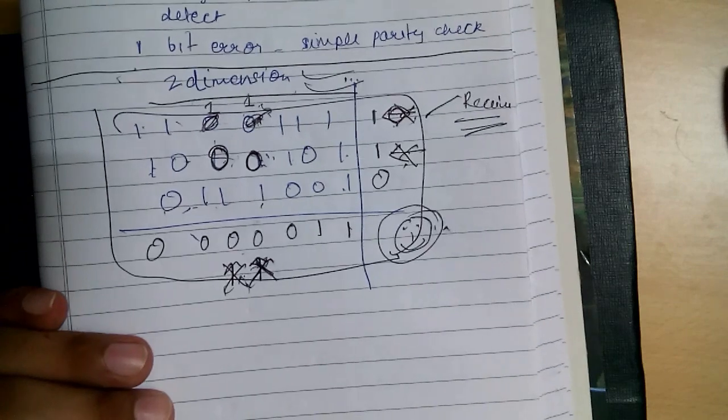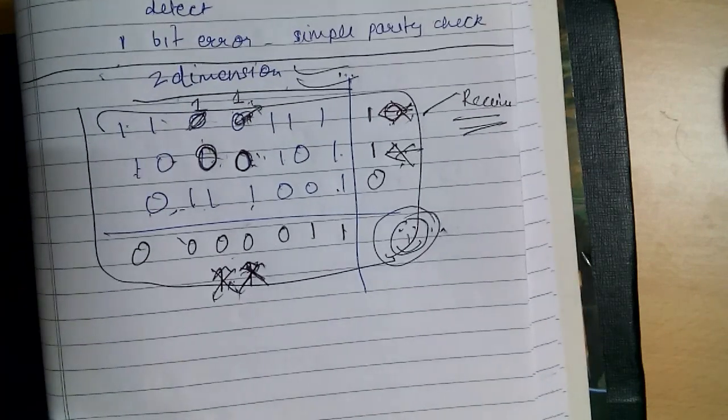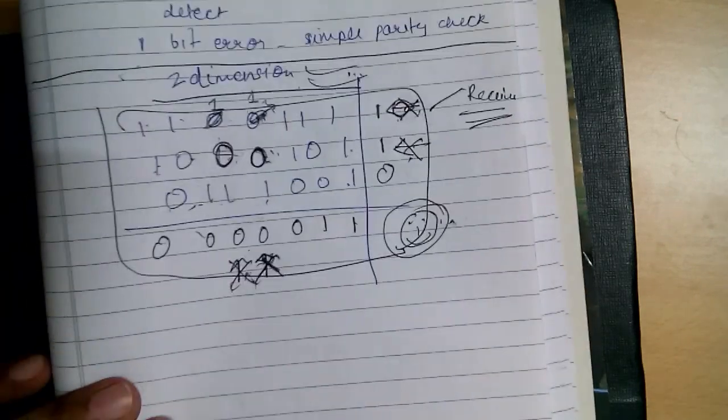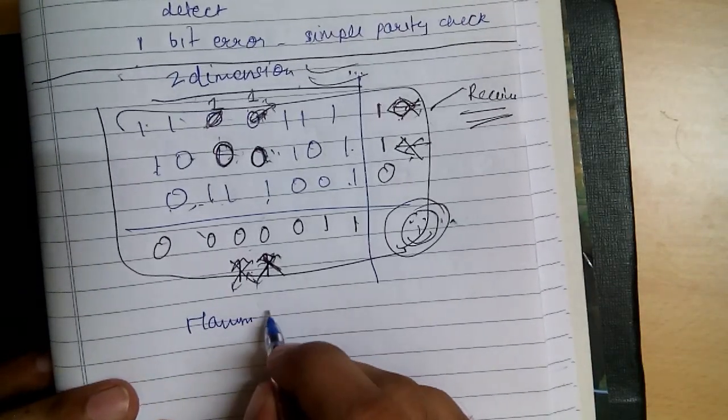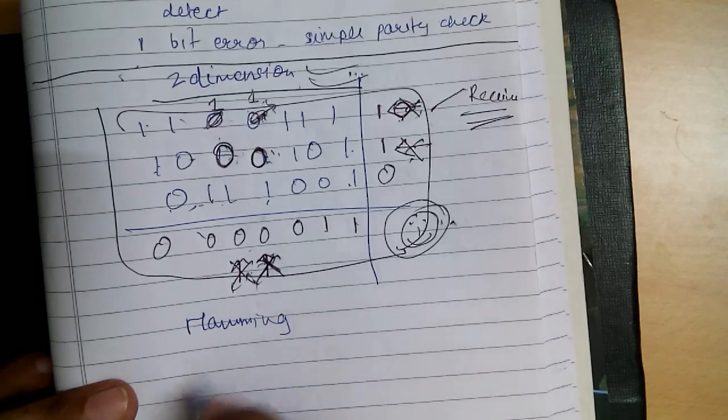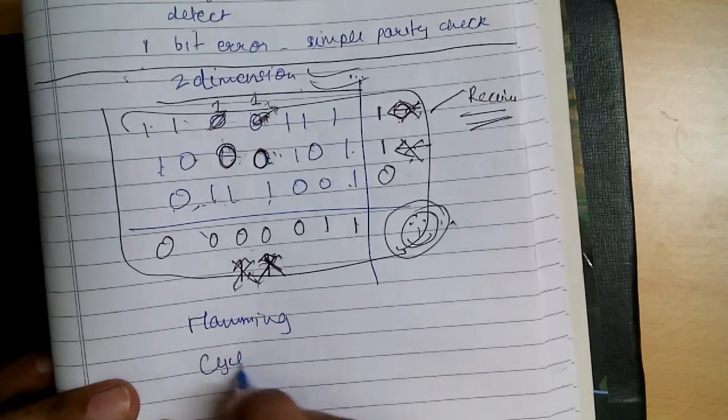So in the next one we will be talking about the Hamming codes technique. Hamming codes is also mostly like this parity check only, and about cyclic redundancy.